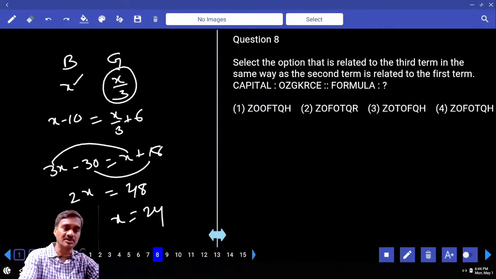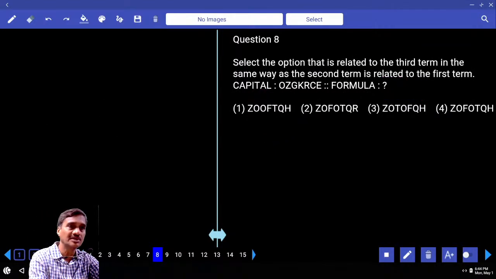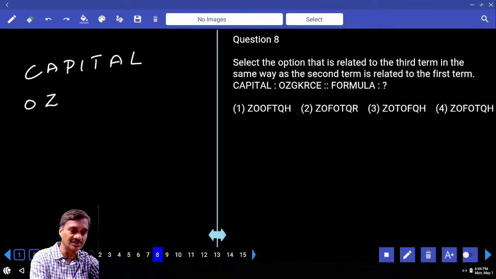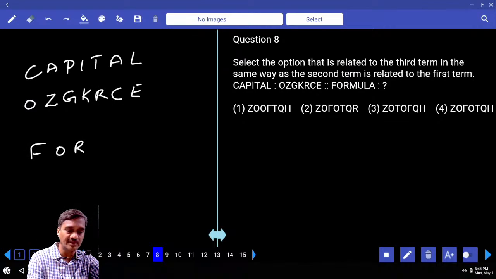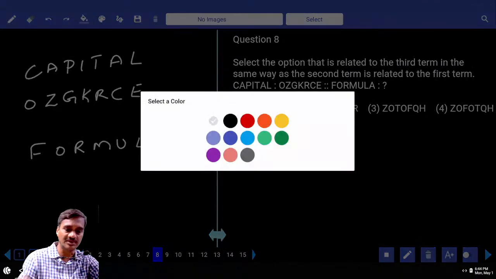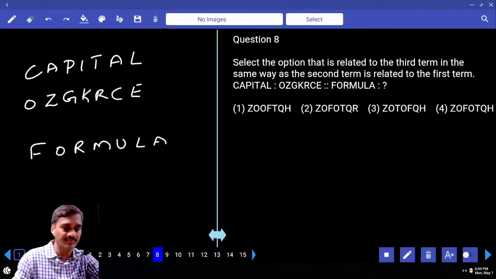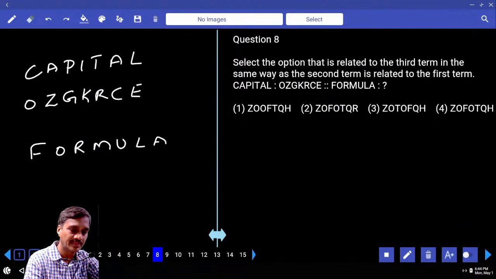Then coming to question number 8. In this word, CAPITAL, the code is OZGKRC and E. In the same way, what is the code for the word FORMULA? Here we have C and E, and IJK stays as it is, IJK.